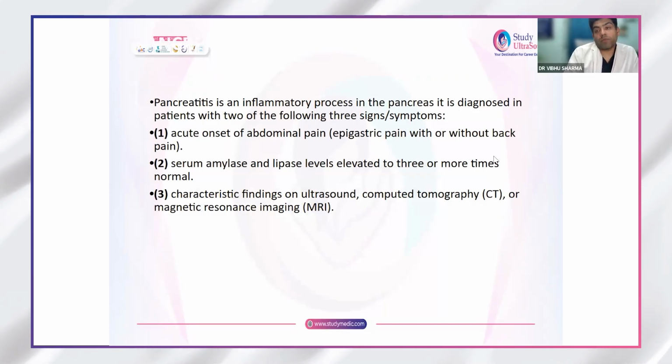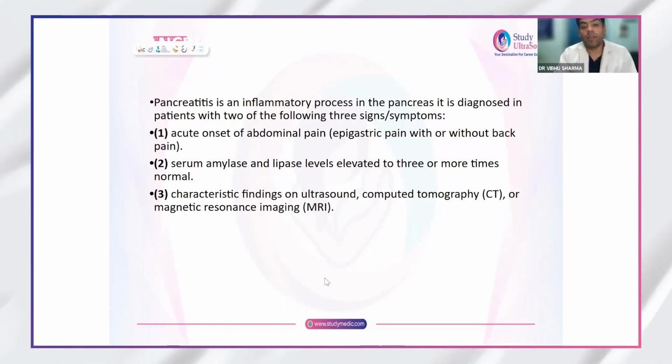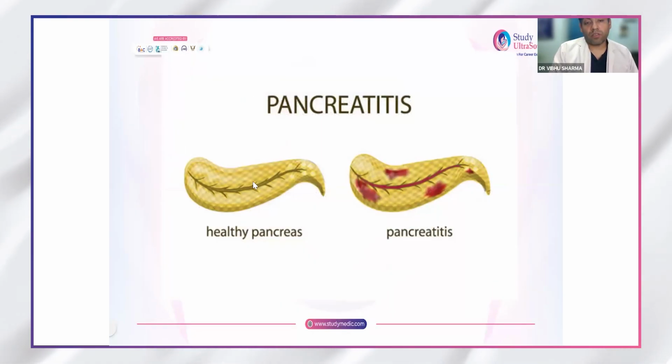So various pathologies. Pancreatitis is the most common pathology. It presents with acute onset of abdominal pain. The enzymes will elevate, like amylase and lipase. And characteristic findings on ultrasound, CT and MRI are there for such a condition. So this is the healthy pancreas and this is the pancreatitis.